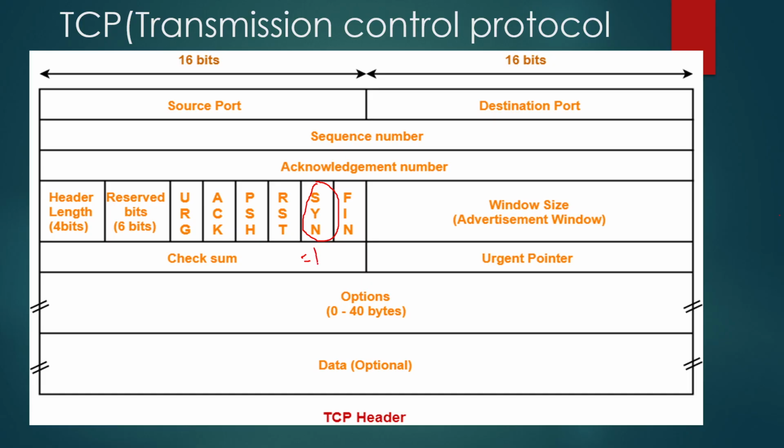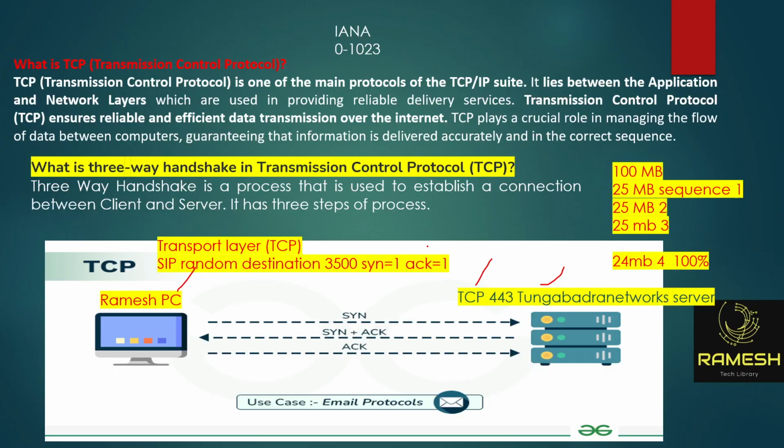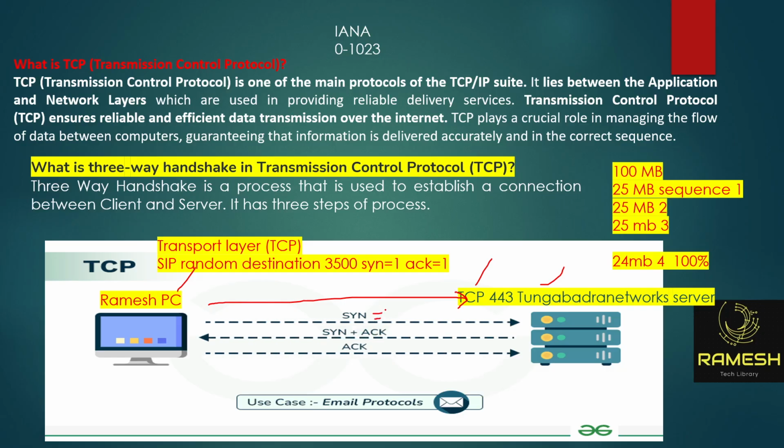So now listen here. For the first time, the computer is trying to establish a connection with the server, right? The computer will send a TCP packet with the TCP port number 443. In the TCP header, the SYN bit, the synchronization bit, is set to 1, and it will be received by the Tungabhadra network server. Now the server received this SYN packet, and on top of it you will see the IP header.